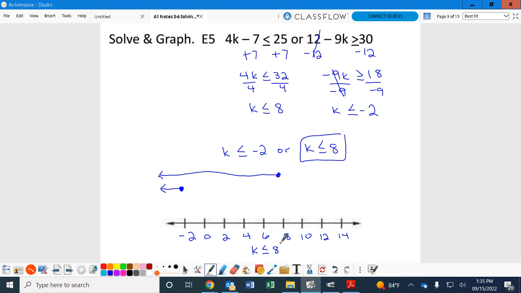So it takes over. And your answer on your graph is only going to be from the 8, and it's going to go all the way to the left-hand side. It's going to have an arrow on the end. And guys, because it has an arrow on the end, the other number that you put in interval notation is going to be what number? Negative infinity.